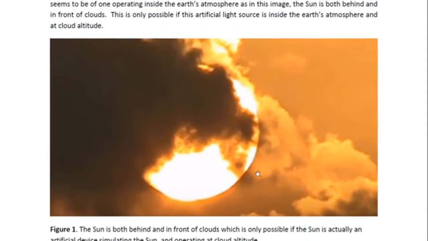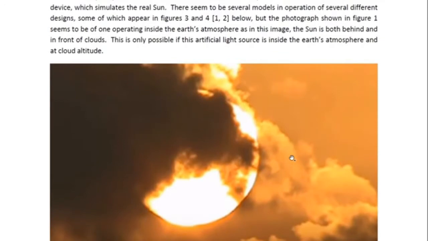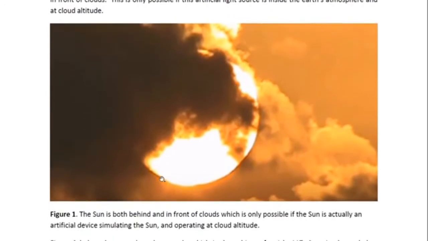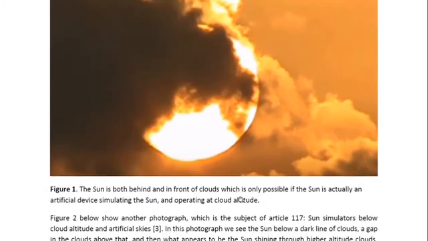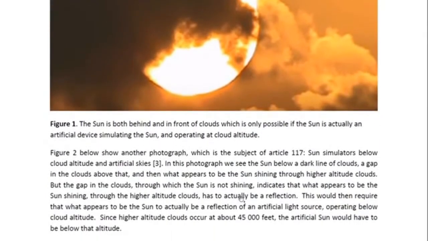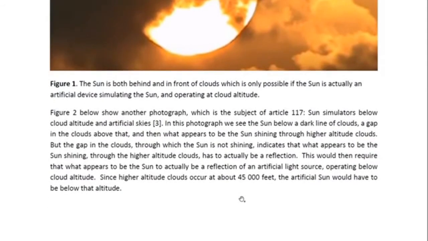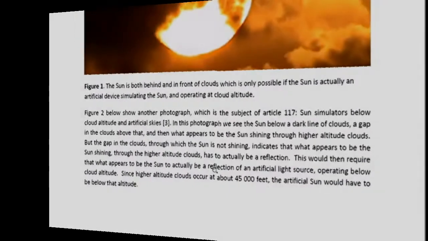Some seem to be operating within the Earth's atmosphere, some seem to be in orbit. This particular one that is shown here in this photograph, we can see that it has to be an artificial device because there is cloud in front of it and there is cloud behind it. And the only way this is possible is if this is a sun simulator and it's operating at cloud altitude. And I have talked about this before in article 117.